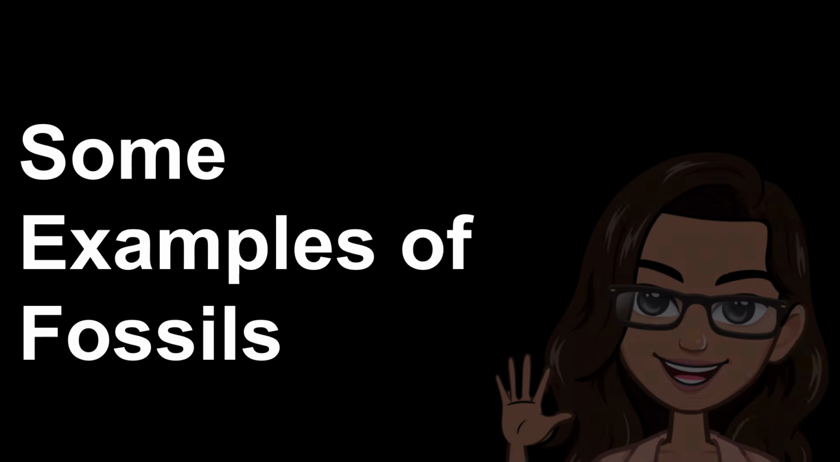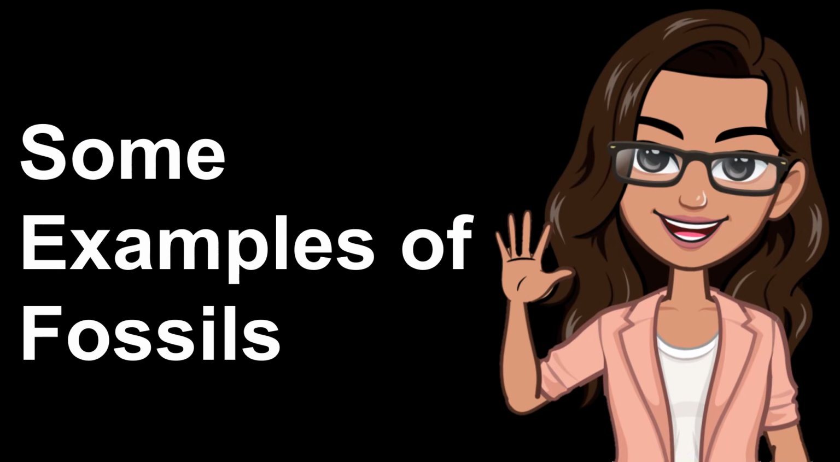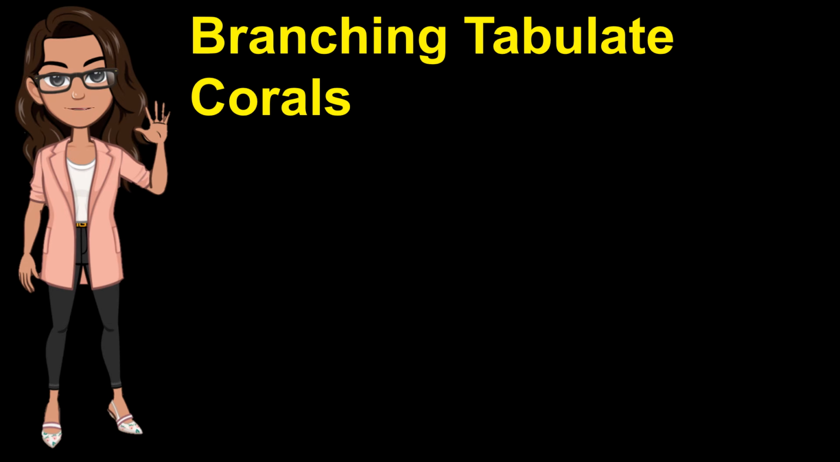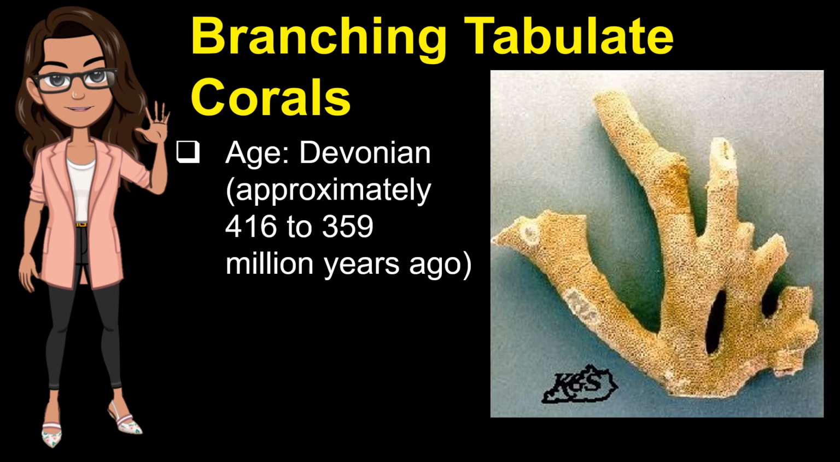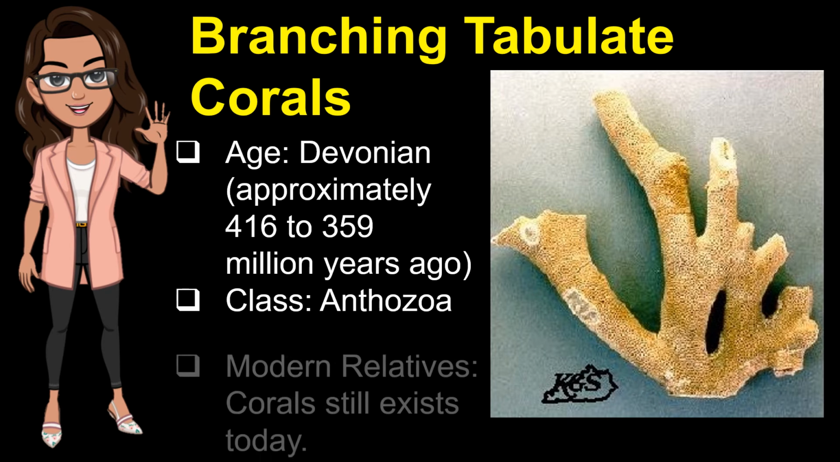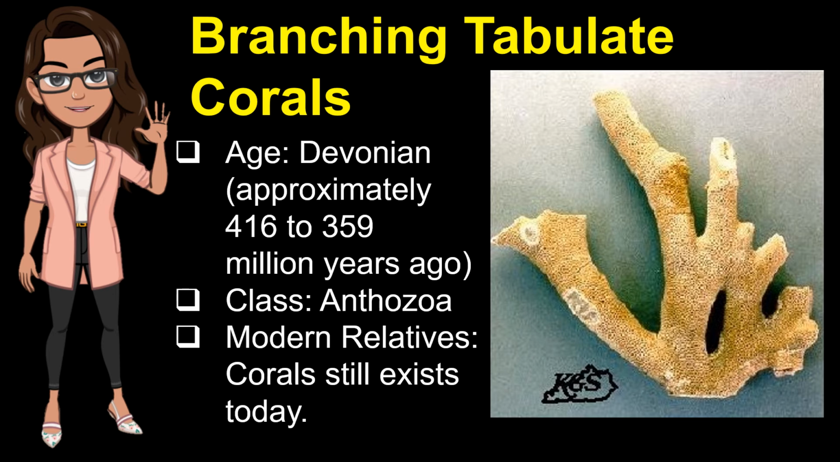Here are some examples of fossils. Branching tabulate coral. Age, Devonian, approximately 416 to 359 million years ago. Underclass Anthozoa. The modern relatives, corals still exist today.